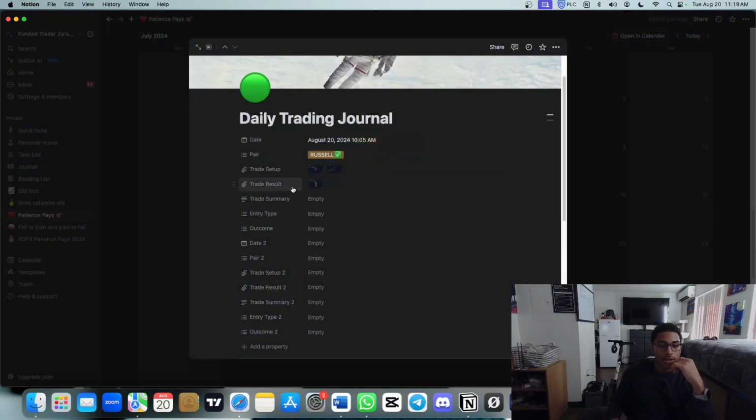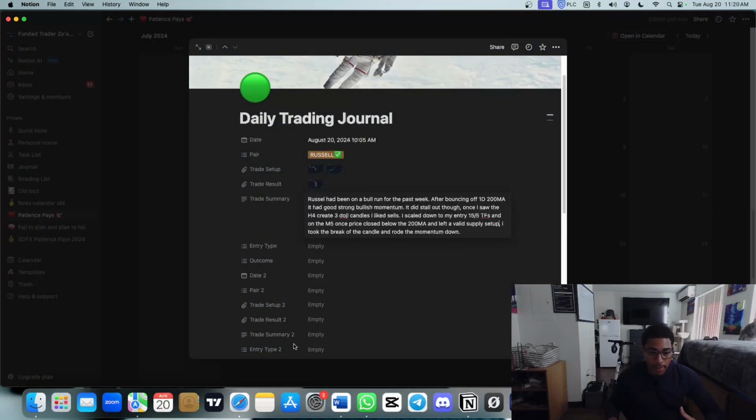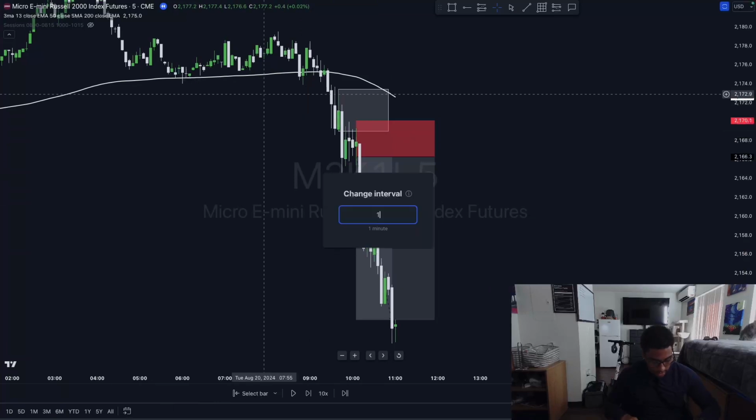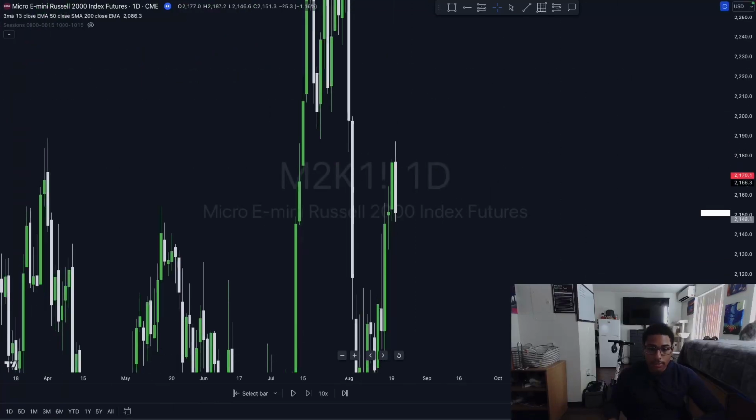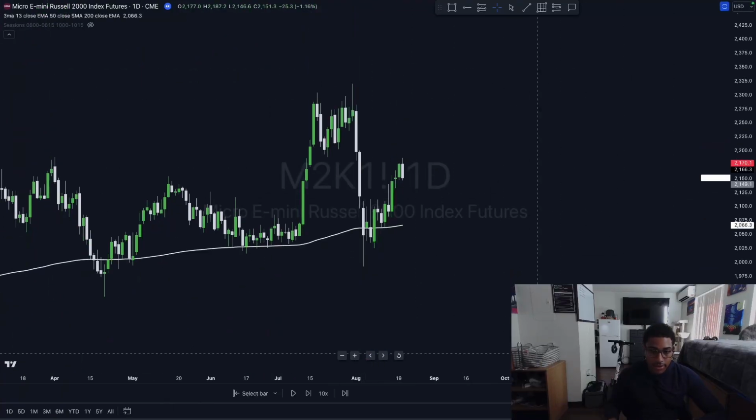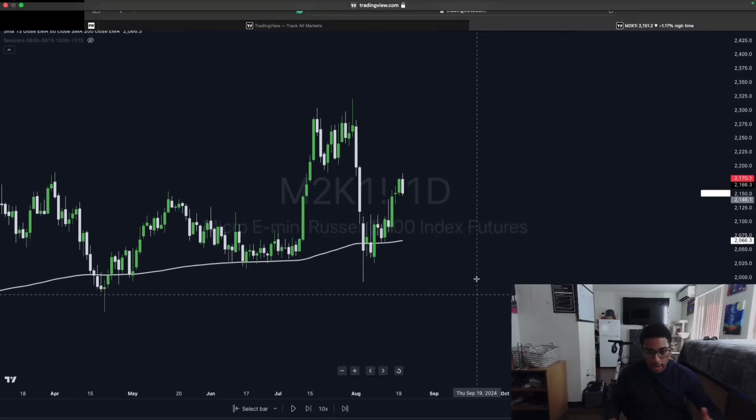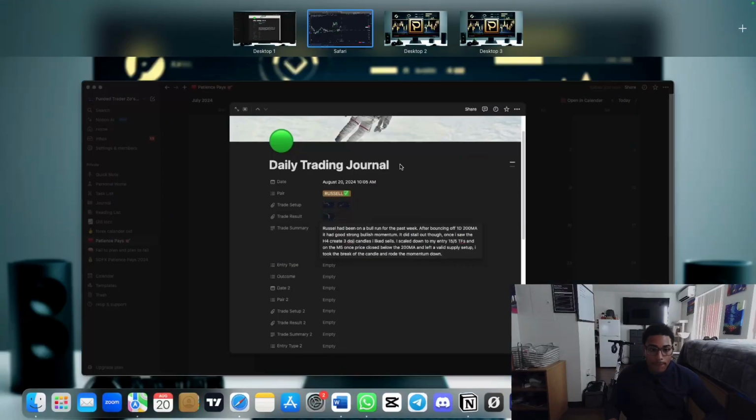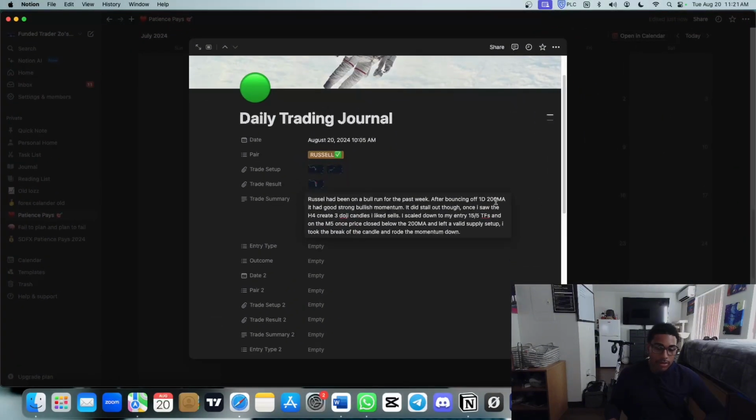So now as far as trade summary, what I would put for this trade. So Russell had been on a bull run for the past week. As we see here, if I go to the daily, after it came to the 200 on down here, it was buying since, really like right here, last Thursday, bull day, bull day, bull day. So it's going up. So it's been like a bull run for the past week. After bouncing off the daily 200 MA, it had good, strong bullish momentum.